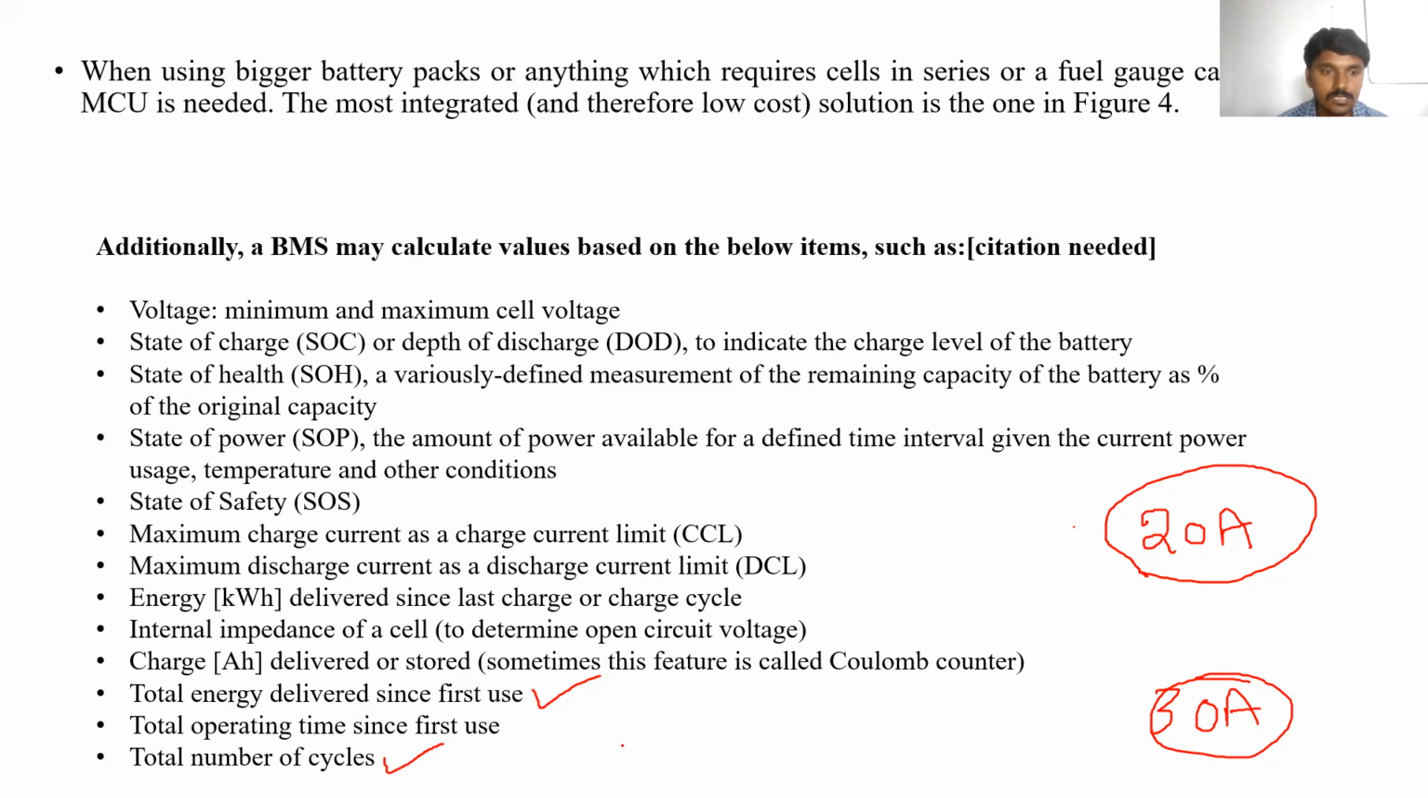Once the battery is charged and discharged, it will complete one cycle. How many times it is charged and how many times it is discharged should be calculated by the battery management system. This is also the responsibility of the battery management system. All these are the functions of the battery management systems.